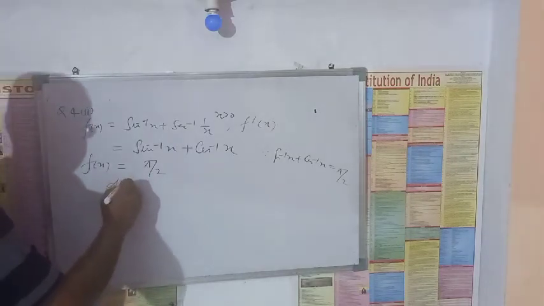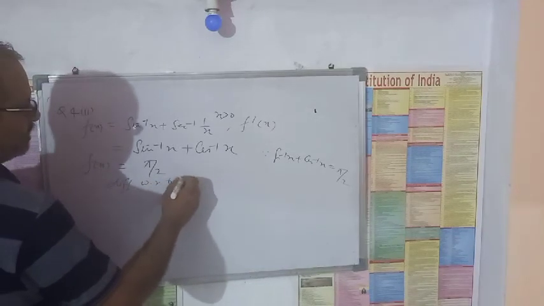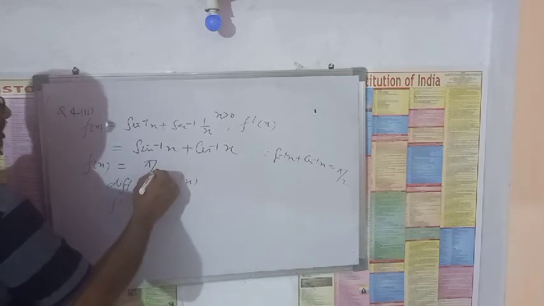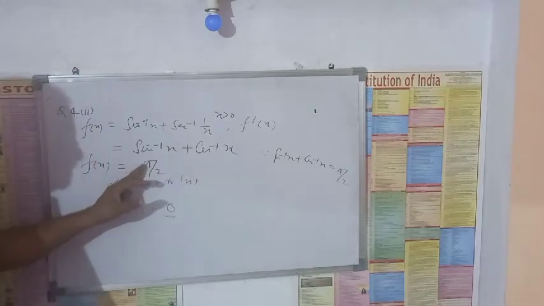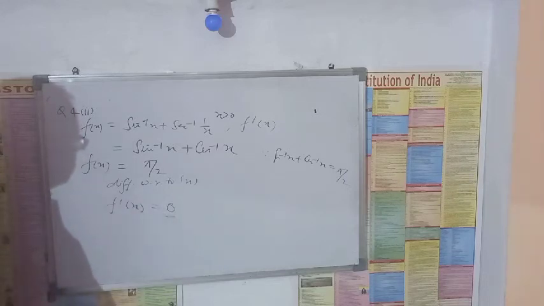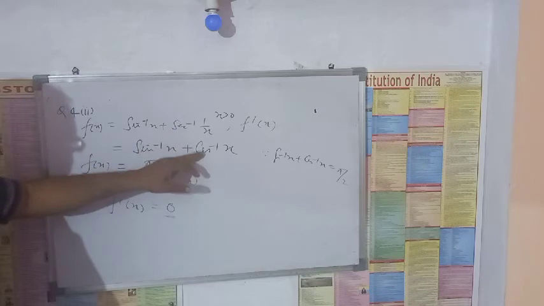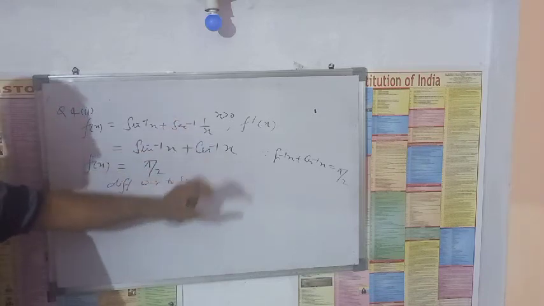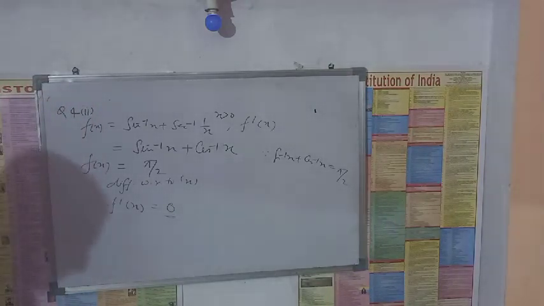Now differentiating with respect to x. So what will be f dash x? Pi by 2 is a constant, so the derivative will be 0. So if we change sec inverse into cos inverse, we have to take the reciprocal of this. 1 by x reciprocal is x. So it was question number 4, second part.